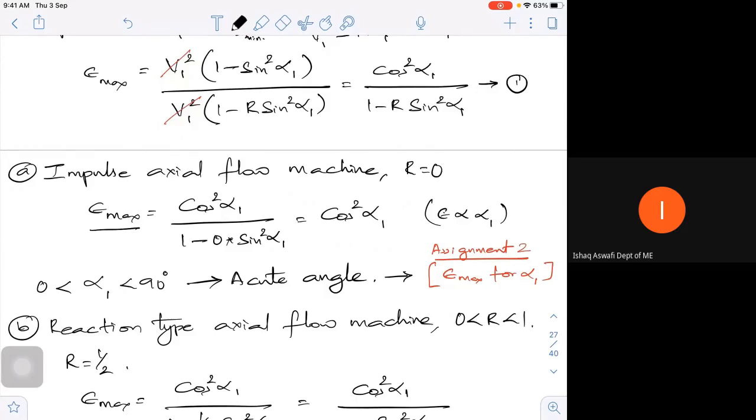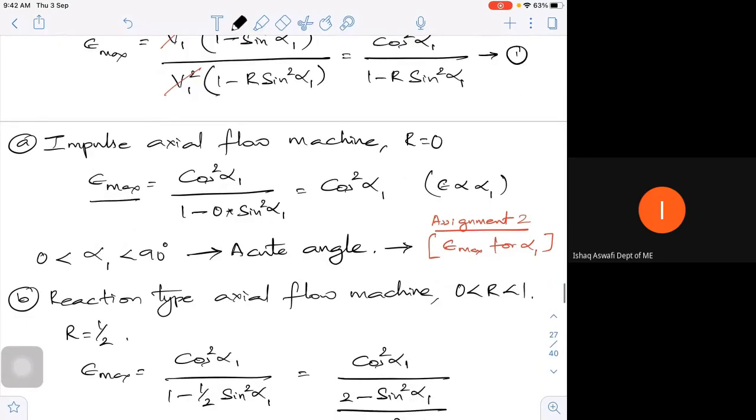If I put cos 90, fine, I'll be getting a number 0. If I put cos 0, fine, I'll get a number 1. So your alpha should be a number between 0 and 90. That means your alpha should always be an acute angle. In a regular course, I have given an assignment where they have to take this equation and, for a given value of alpha, try to plot it as a function of alpha 1. I have given that as an assignment. Maybe this time I'm not giving that, because it was given as a self-study kind of thing.